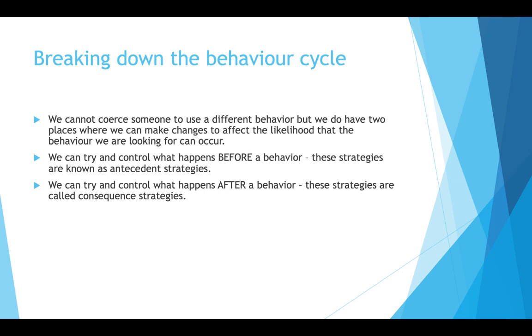And then we can try and control what happens after a behaviour, and those strategies are called consequent strategies. So we can intervene before or after, but we can't actually force anyone to do anything in the middle. So our consequent strategies can normally focus around trying to find a reinforcer. We've done that motivation mapping exercise where we try and identify something that child will want more than the behaviour they're already doing, and try to use that to show them that actually if you make a better choice you'll have access to something you like.